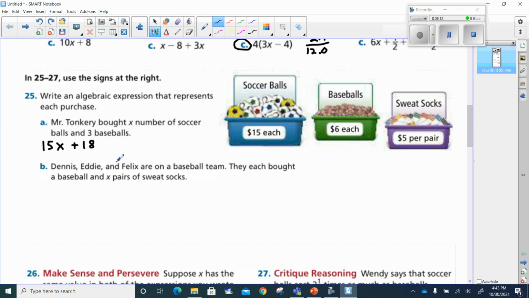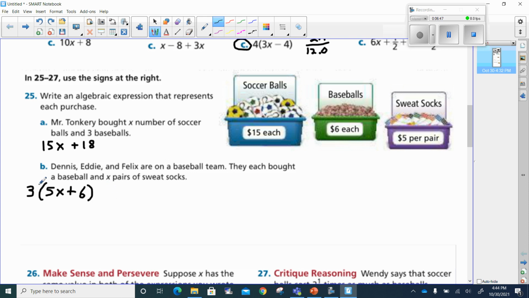Dennis, Eddie, and Felix are on a baseball team. They each bought a baseball. A baseball costs $6, and X pair of sweat socks. We don't know how many sweat socks, so we're going to call them X. So this would be $5 times X added to $6. Since there were 3 people that bought these things, I'm going to multiply everything by 3. And now I have my expression, right?